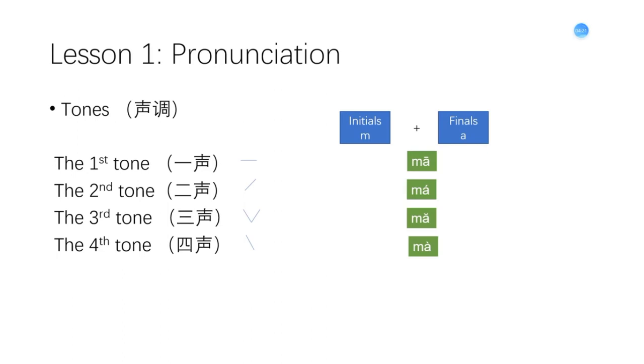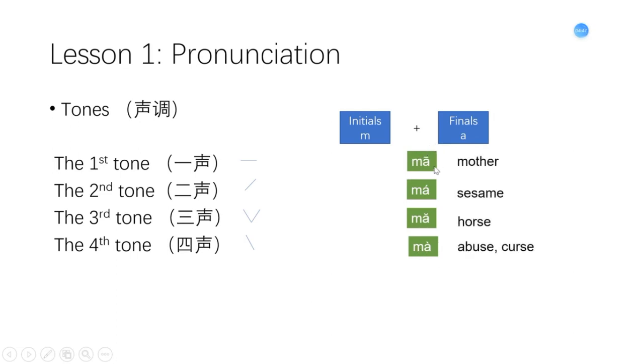For example, this ma, ma, ma, ma. The initials and the finals are all the same, right? All the 4 syllables have the same initials and finals. The only difference between them is the tones, right? This is the first tone, second tone, third tone and the fourth tone, but they have completely different meanings because of the different tones.